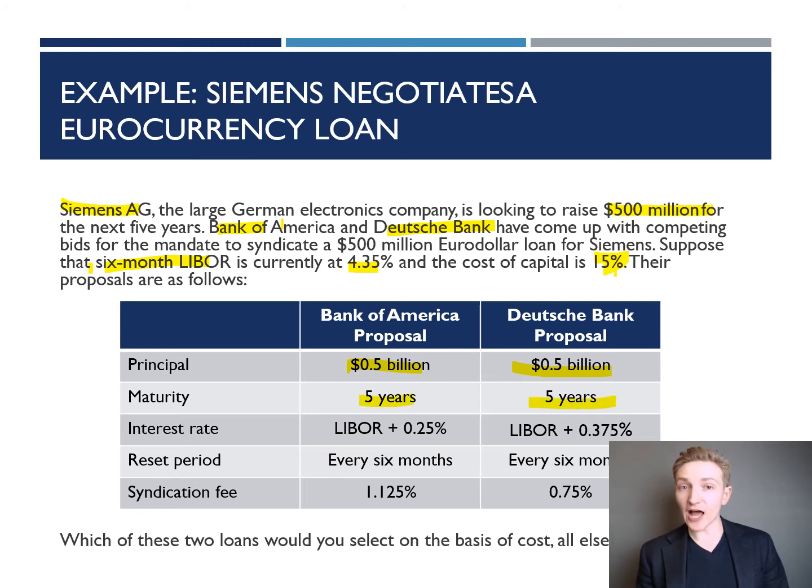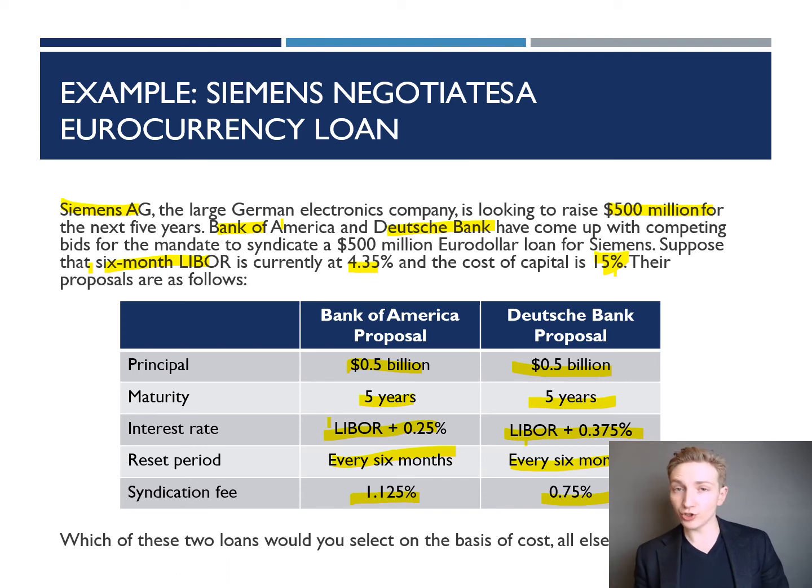We've got 2 different LIBOR rates here that are being offered. LIBOR plus 25 basis points and LIBOR plus 37.5 basis points. So LIBOR plus 0.375%. LIBOR is reset every 6 months in either of them, and the syndication fee is different. It's 1.125% for Bank of America and 0.75% for Deutsche.